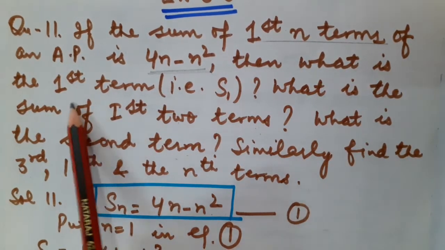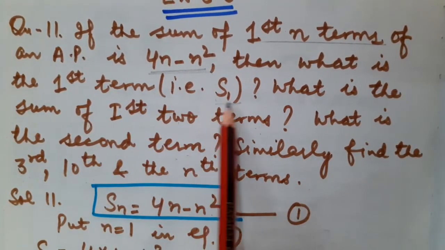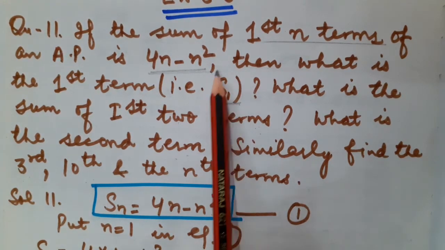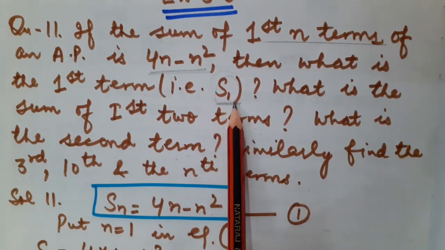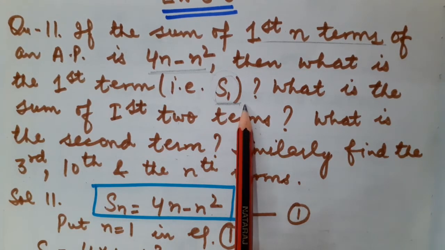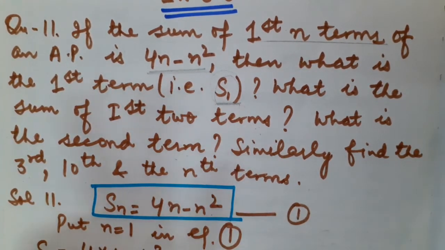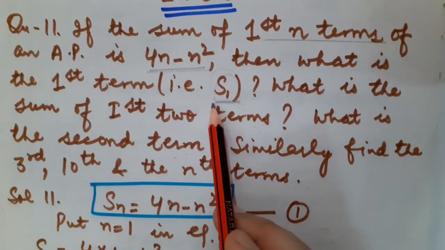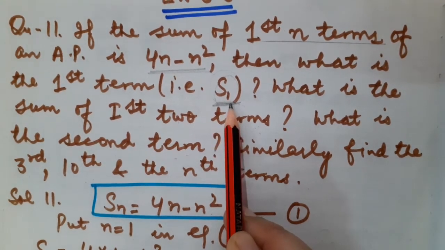You will have to just find the first term. Here the first term is denoted by S1, though we know this is actually A1. S1 is basically the sum of the first term. Can you add one term only? No. For adding we require at least two terms. So this is nothing but A1 only as well as S1.